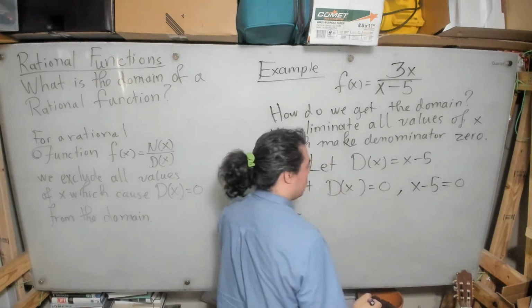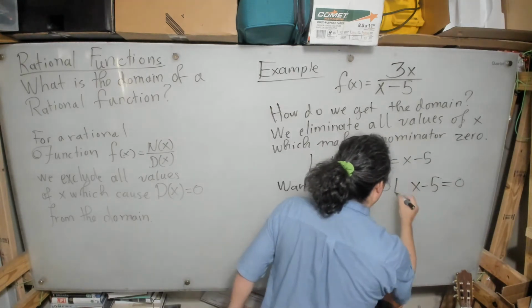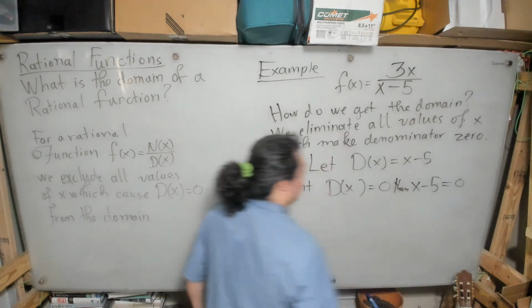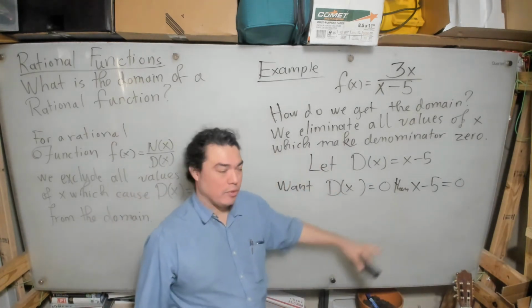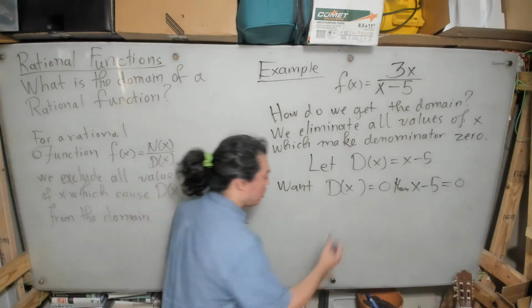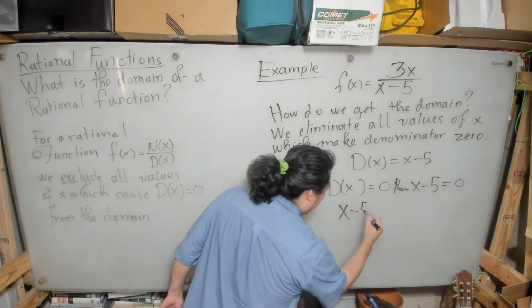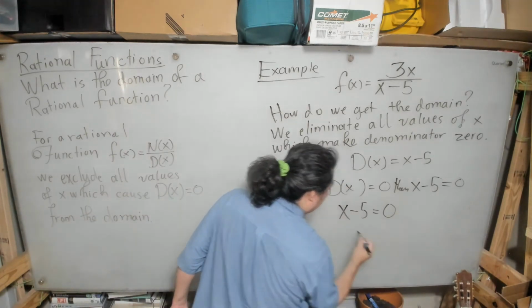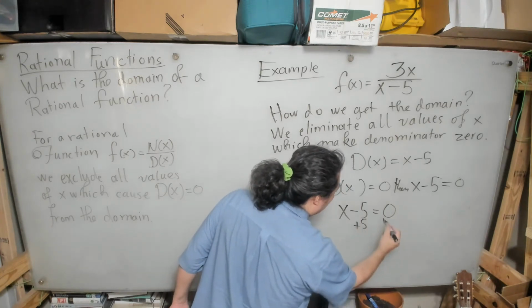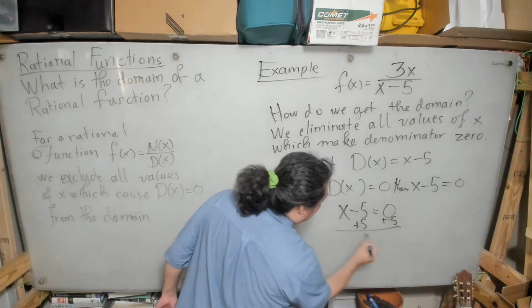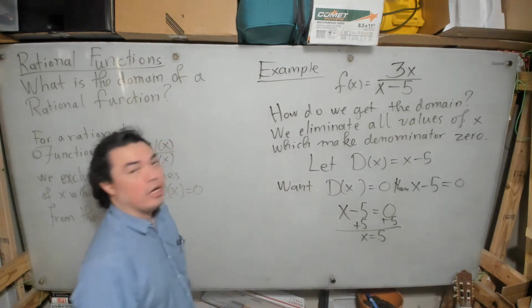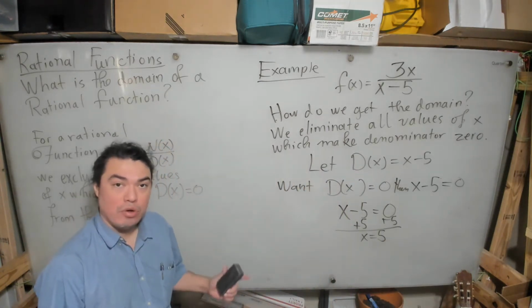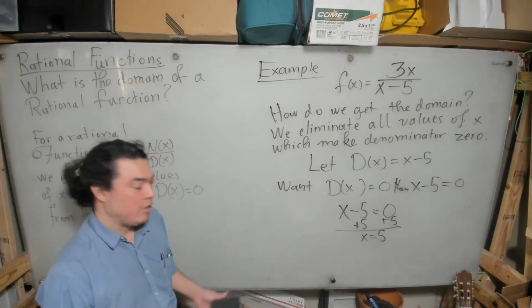Right? So I'm going to put here then instead. So if we want d of x to be 0, then what we want is x minus 5 to be 0. Now if you look at an equation like x minus 5 equals 0, you simply have to add 5 to both sides. And you can see that if x equals positive 5, then the denominator will be 0, and we know that that's a no-no. So we know that that's going to be eliminated from the domain.